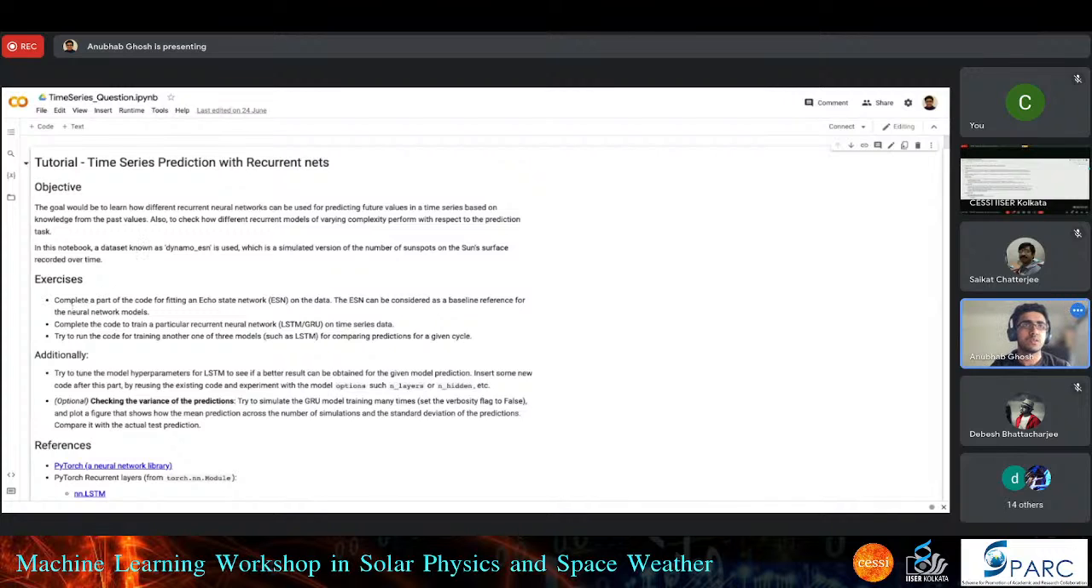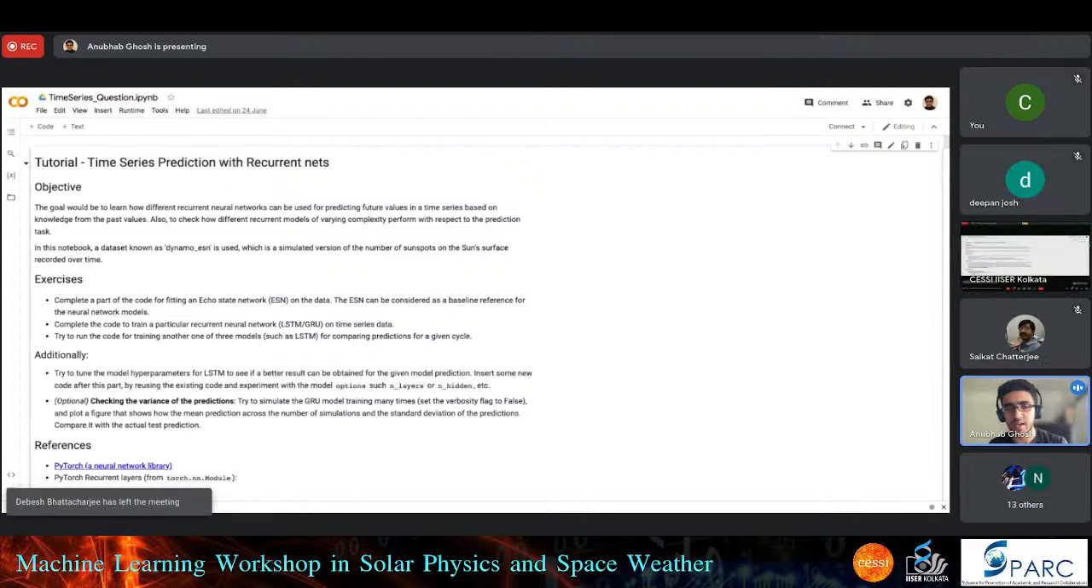In this tutorial, we'll be using 2 broad categories of networks. One will be recurrent neural networks, with variations such as LSTM and GRU. The other will be a much more physics-driven network, such as an echo state network, which has been talked about in the tutorial as well.